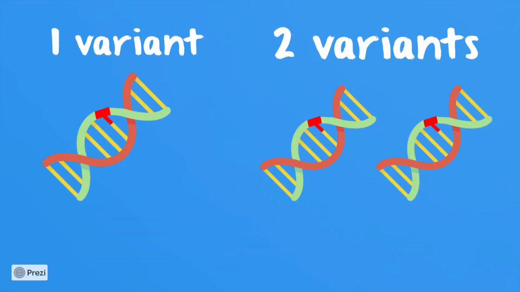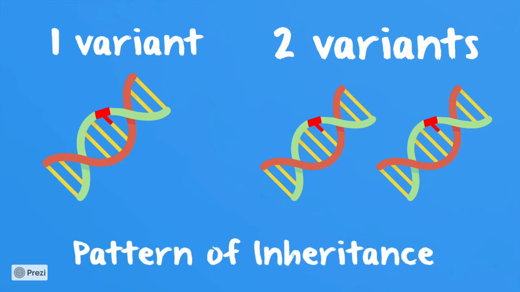Sometimes, one variant is enough to cause the disease. Other times, 2 variants, usually one from mom and one from dad, are required to cause the disease, and you would still be healthy if you had just the one. This pattern of inheritance depends on the exact gene and disease.